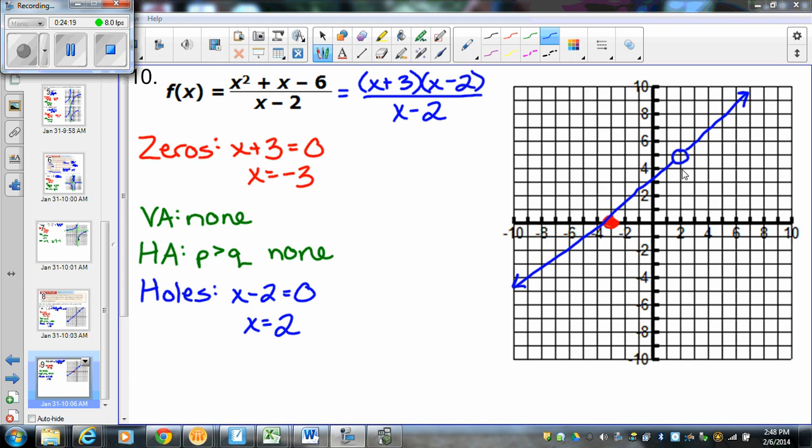So I went to my table and I looked, and when x was 1, I was at 4, and when x was 3, I was at 6. So my best estimate is that I should have a hole at (2, 5). And then the graph is another straight line with a hole at (2, 5).